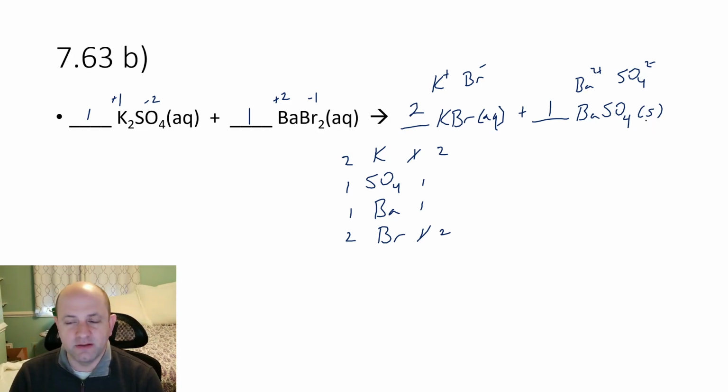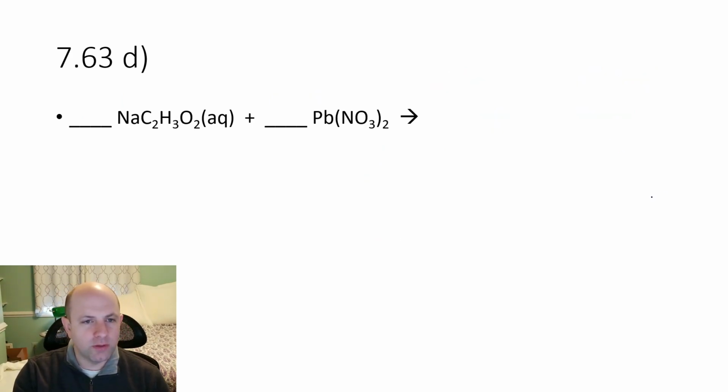We formed a solid, liquid, or gas. So this is what you would type in: K2SO4 aqueous plus BaBr2 aqueous goes to 2 KBr aqueous plus BaSO4 solid. Right? And then we'll move on to one more, part D, where we'll do the same thing.